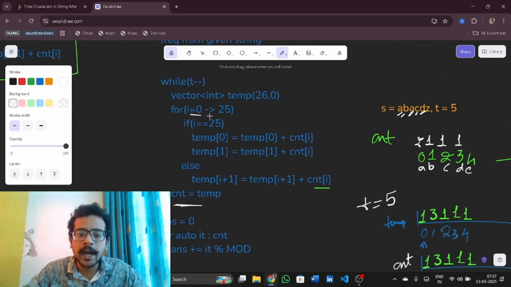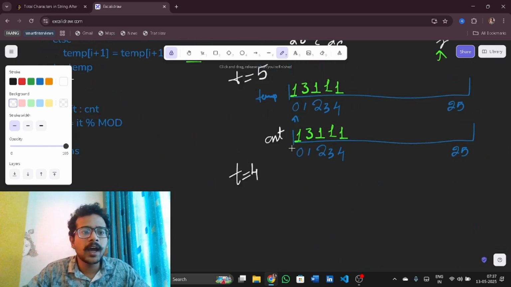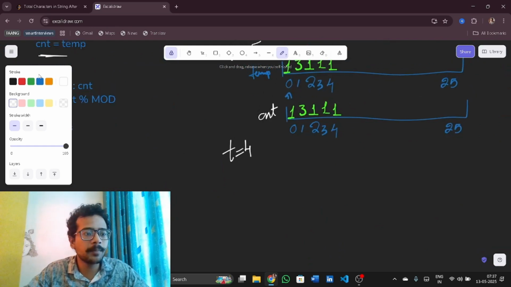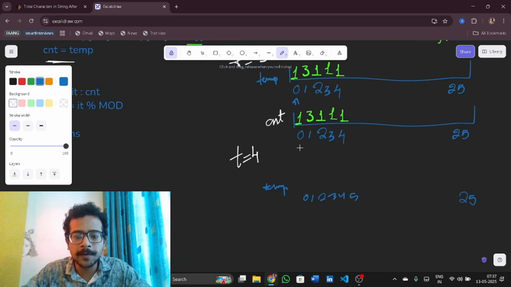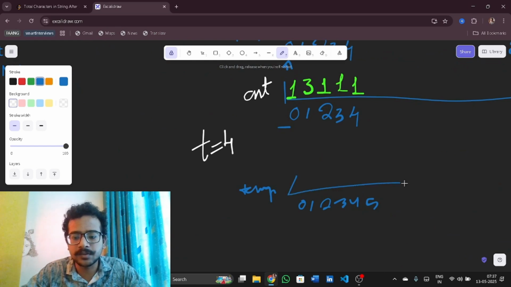Now again I am going from 0 to 25, and I am initializing a temp array. Now a temp array where 0, 1, 2, 3, 4 and then 5 till 25 as the indices. Now I is equal to 0, temp of I plus 1 is equal to temp of I plus 1 plus count of I. Now I am here, I is here. Then here everything is initialized to 0.